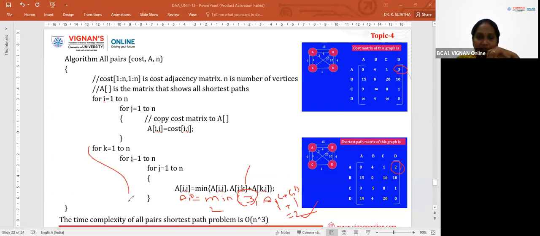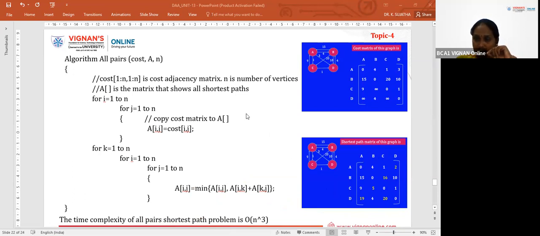That's what we will do for all the entries. How many entries are there here? Totally 16 entries are there. All these 16 entries will be updated using this formula, which always gives the shortest path matrix for the given directed graph.